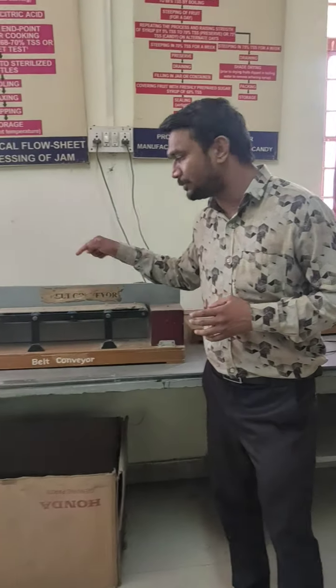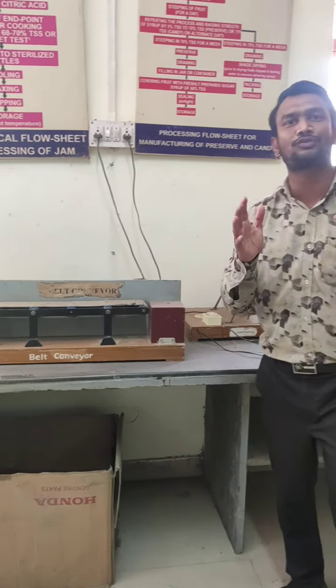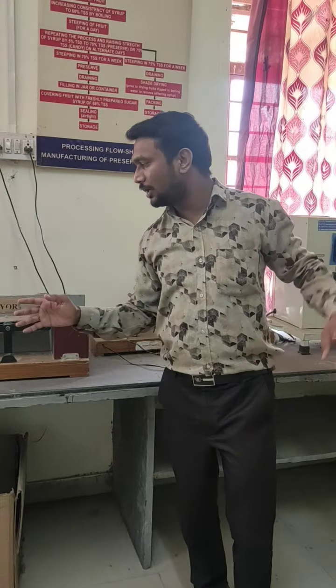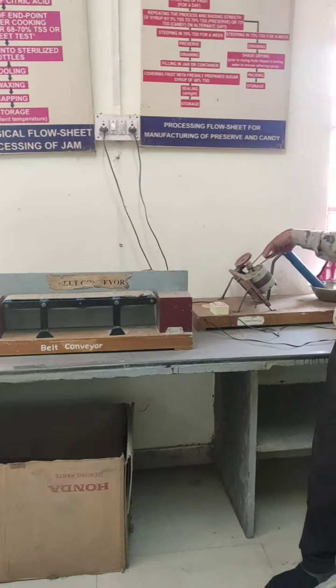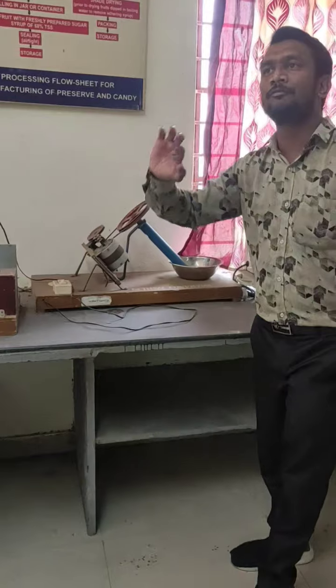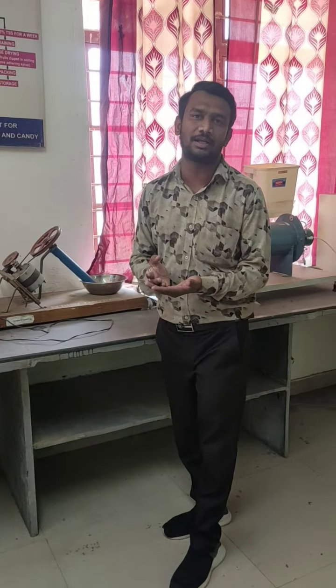One of them is the belt conveyor. This is the laboratory model. In a processing unit, these kinds of machines are actually very large in size. After the belt conveyor, we have the screw conveyor, and one more conveying mechanism in another laboratory, the bucket elevator.